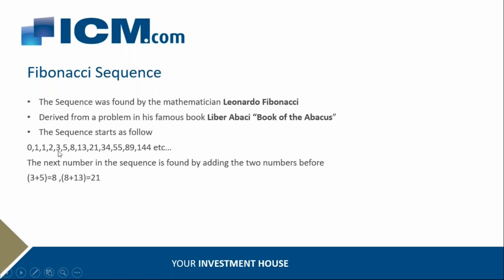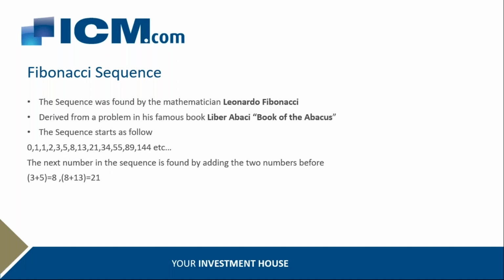So how do we calculate it? Just add each number to the previous number. For example, 3 plus 5 is 8, 8 plus 13 is 21, and 21 plus 34 is 55. This is how exactly the Fibonacci series works.